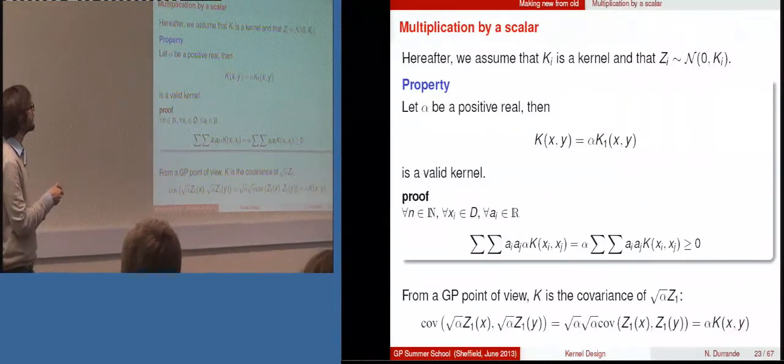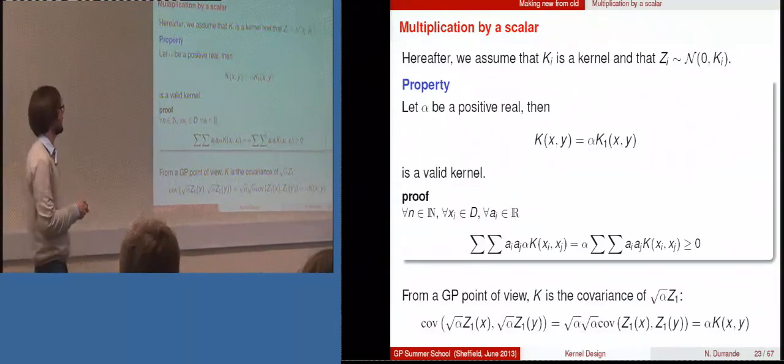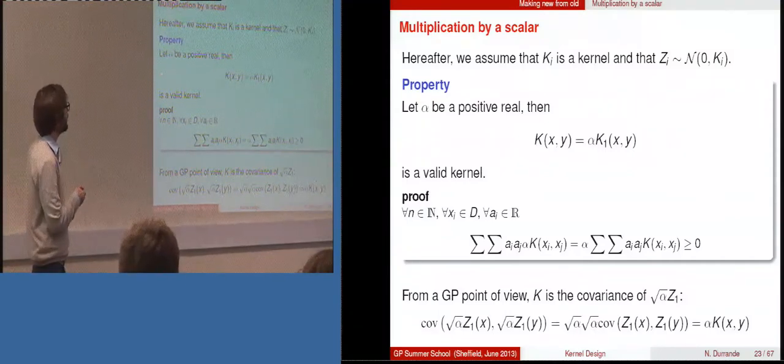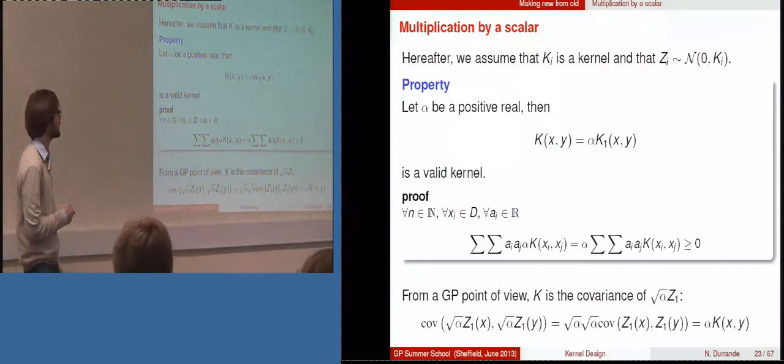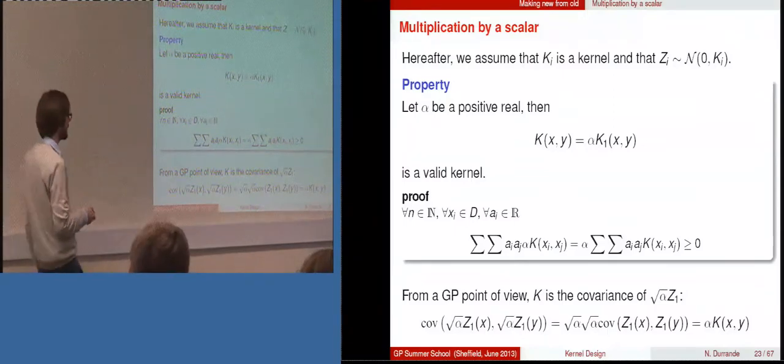In all this section I will use K_i and Z_i. K_i is one kernel and Z_i is the GP associated with this kernel. I will use centered processes most of the time because it makes the writing easier, but it's not more difficult to add whatever you want. If alpha is a positive real, then the multiplication of alpha by a kernel will give you another valid kernel.